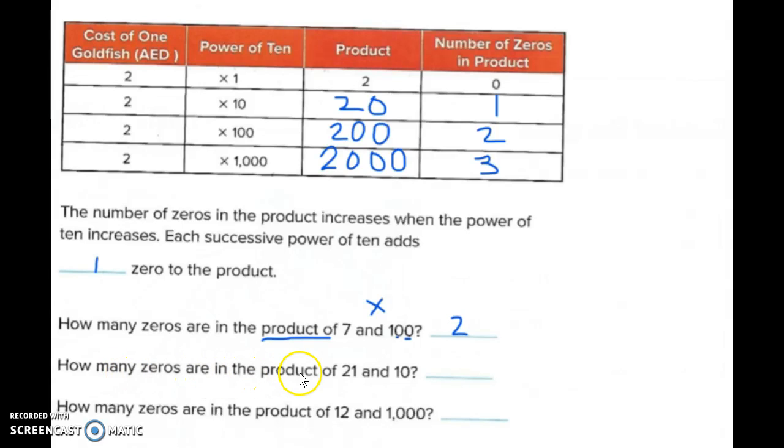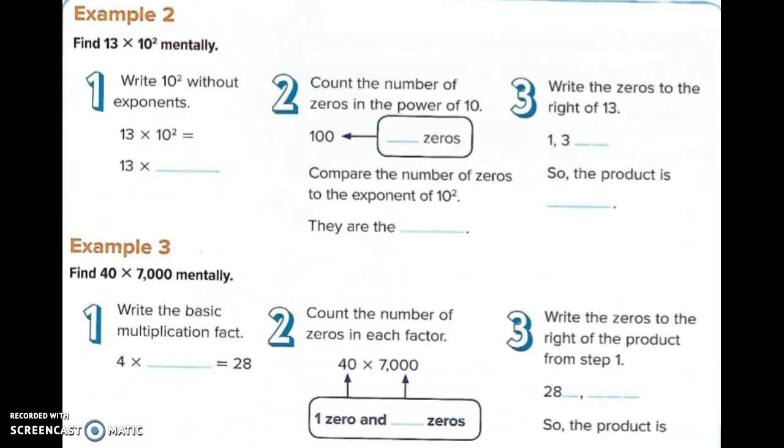How many zeros are in the product of 21 and 10? Remember, it is 21 times 10. Count how many zeros. So how many zeros will we have? We will have 1 zero. How many zeros are in the product of 12 and 1,000? 12 times 1,000. Let's count the zeros. 1, 2, 3. How many zeros will we have in the answer? We will have 3 zeros in the answer.